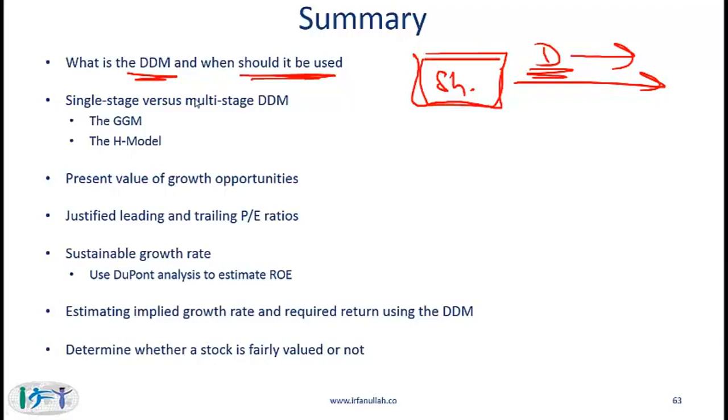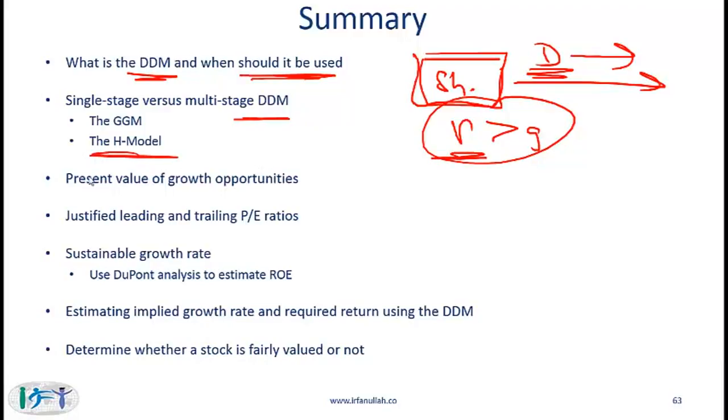We talked about different kinds of DDMs. The Gordon growth model assumes that the growth rate is going to be constant at a certain level. So as long as your growth rate is constant and your required rate of return R is greater than g, you can use this model. Also, obviously, R is assumed to be constant. Then we talked about the H model, where the growth rate is high, comes down gradually to a certain level and then stabilizes. So make sure you know the formula for the H model also.